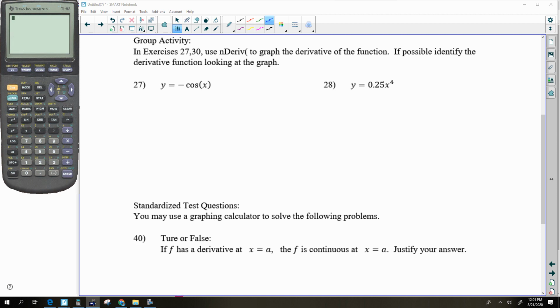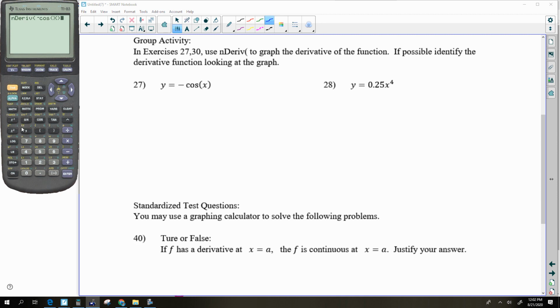Let me back my calculator all the way out. There's a way to take a derivative of an equation at a specific point, and it's under this math button. If you go way down, there's this number 8 option, that's n-deriv. So that is taking a derivative. How you set this up, let's say I want to take the derivative of this negative cosine. So I go derivative of negative cosine of x.